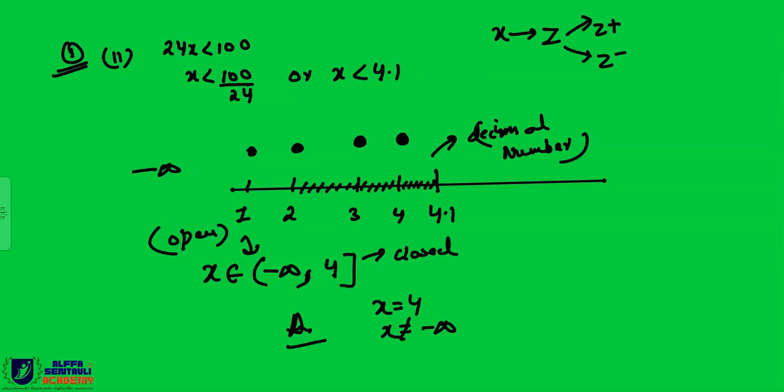Correct? Got it? Understood, beta? Have you understood this concept? Got it. So now let us solve question number 2. Do you want me to solve question number 2, or should we solve the rest of question number 1? Let us solve question number 2 first, then we will solve question number 5.